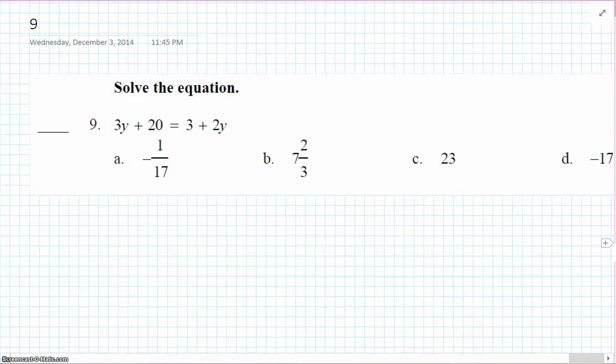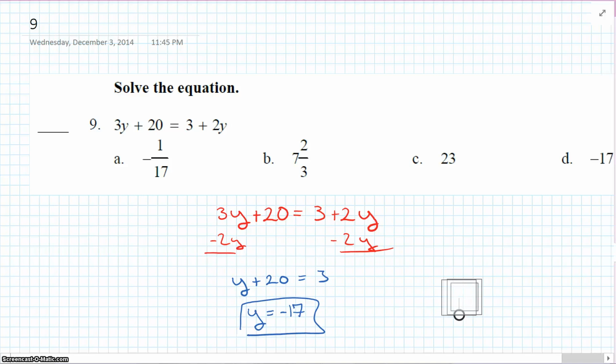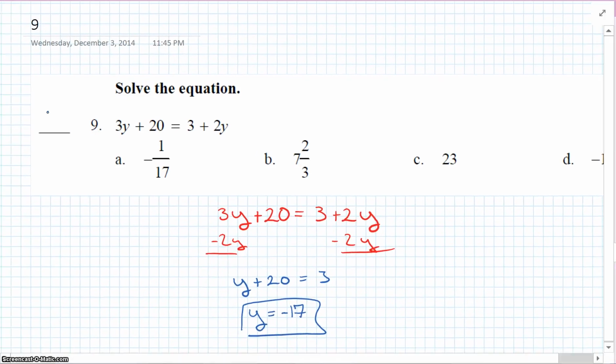All right, we are rolling. Number 9. Solve it. 3y plus 20 equals 3 plus 2y. So let's just set it up. 3y plus 20 equals 3 plus 2y. Subtract 2y to each side. Get the y's on one side of the equation. So I'm going to subtract 2y to each side. I'm going to rewrite it. So I'm going to get y plus 20 equals 3. Subtract 20 to each side. Y is going to equal negative 17. And that looks like D is our answer.